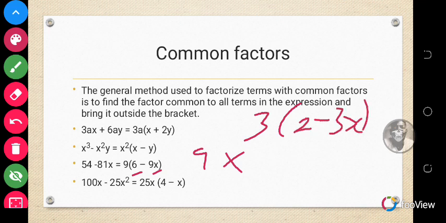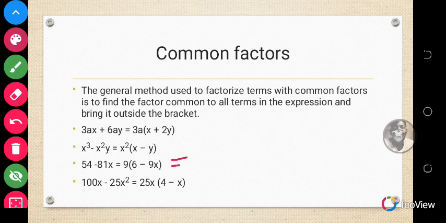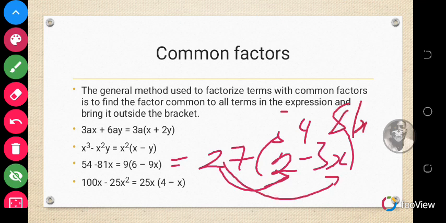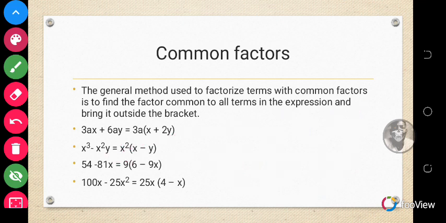But because this 3 is outside, it multiplies the 9, and then you get 27. So for this, the correct answer will be 27 into brackets 2 minus 3x, because when you multiply this, you get 54. And when you multiply 27 by 3x, you get 81x, and then you get your original question.